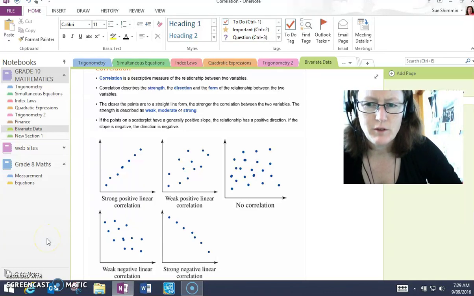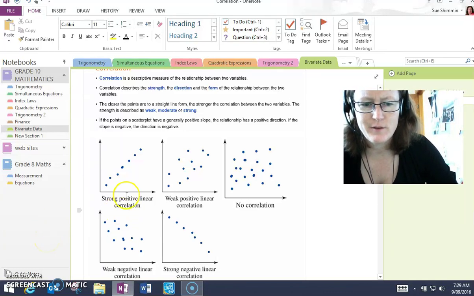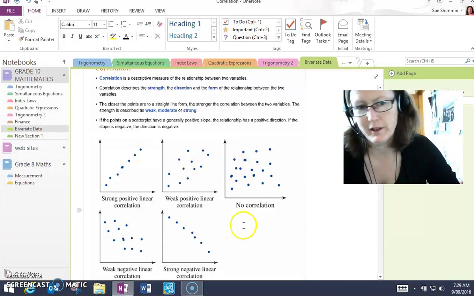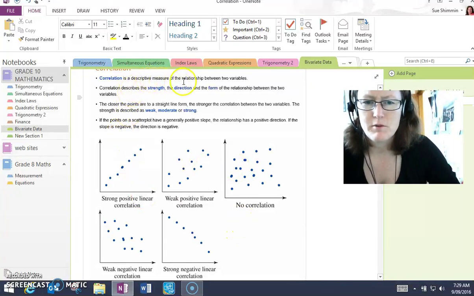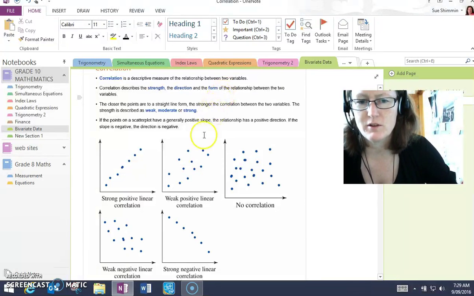Okay guys, just a quick video to talk about correlation. You can see 5 scatter plots drawn here. Correlation is a descriptive measure of the relationship between two variables. It describes the strength, direction and the form of the relationship.